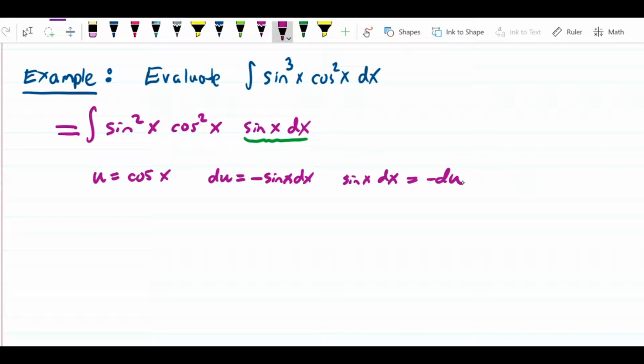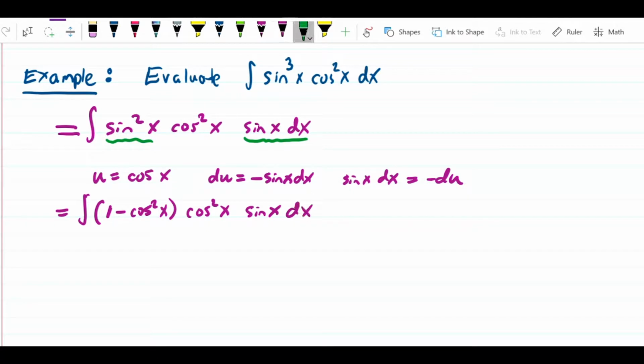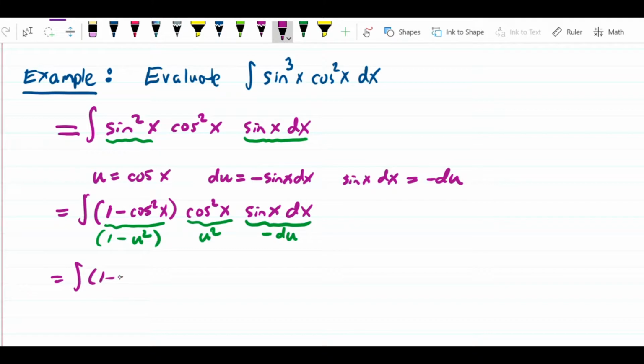Okay, so it doesn't look like that's going to get us all the way there, but I'll show you how it does. What we want to do is take now this sine squared x and convert it entirely into cosine x. So this is now going to equal the integral of sine squared is 1 minus cosine squared, and then we still have the cosine squared x, and we still have the sine x dx. So this is nice because what we've done is we've been able to write this as negative du. This is u squared, and this is 1 minus u squared.